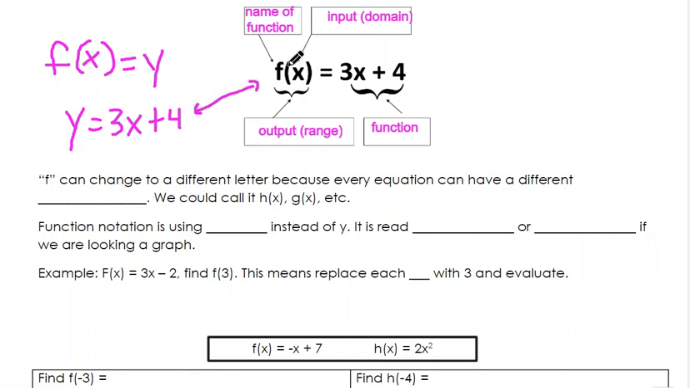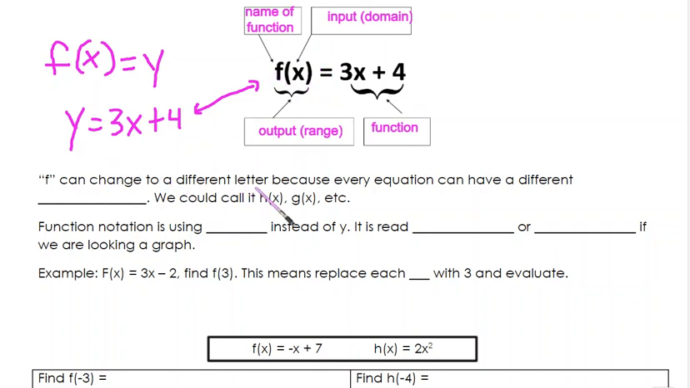The reason they do this f of x thing is because if you're graphing more than one line at a time, and they all have y, it's hard to tell them apart. If you change the name of the function, you can graph different functions on the same graph. And this 3x plus 4 is the function. That's how we find our output. This is function notation.